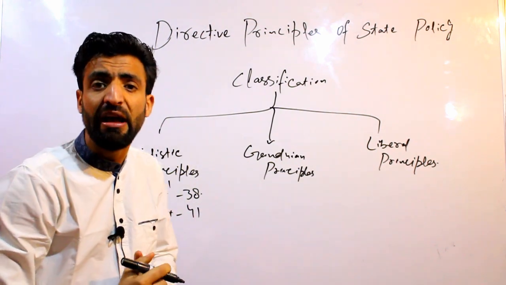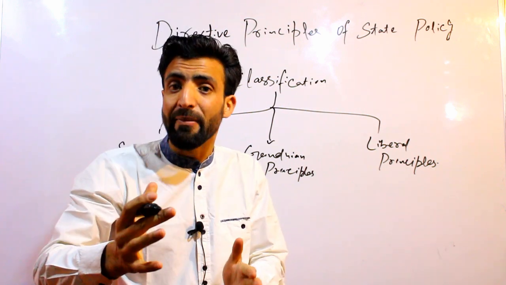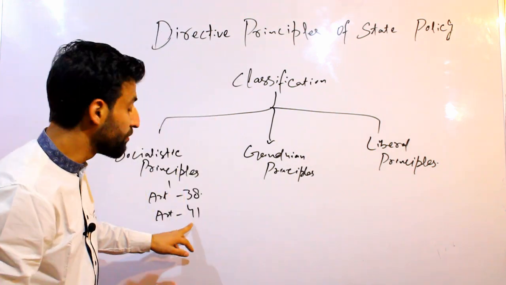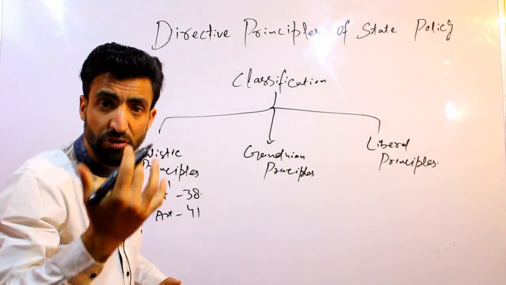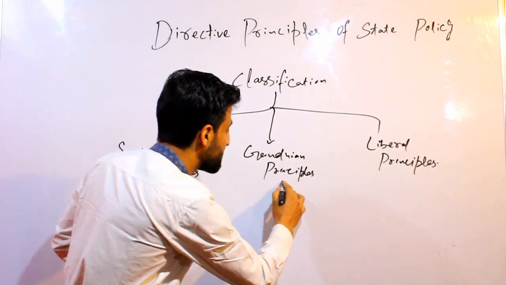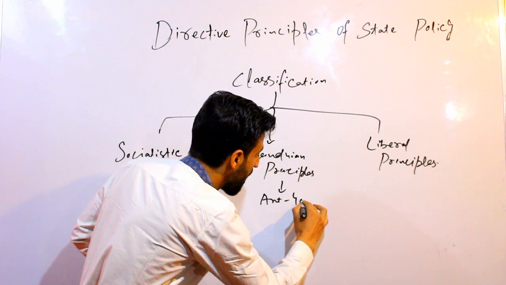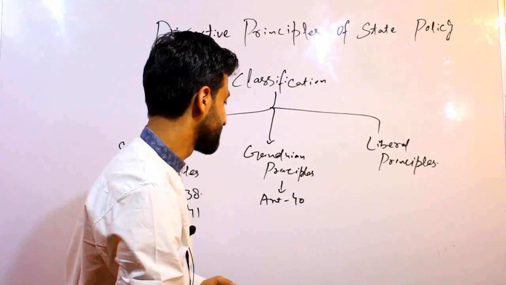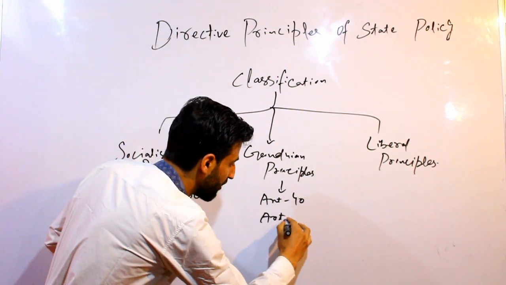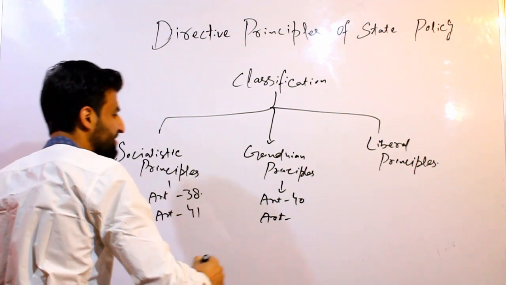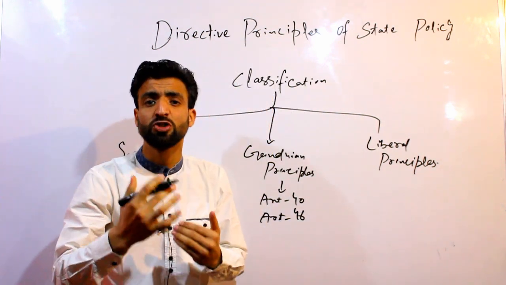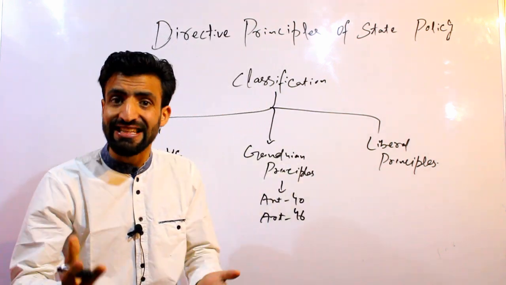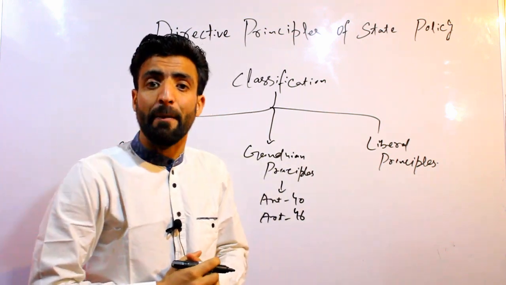Article 38 provides that the state shall try to minimize inequalities in income, opportunities and facilities. Article 41 says right to work. Similarly, in the Gandhian principles, Article 40 comes, which provides for the organization of village panchayats, or I would say local self-governments. Similarly, Article 46 is to promote the social, economic and educational interests of SCs, STs and other backward classes.